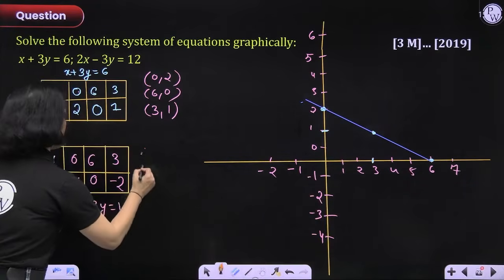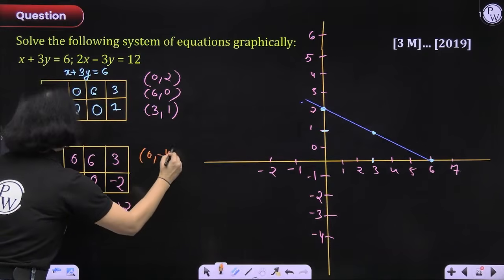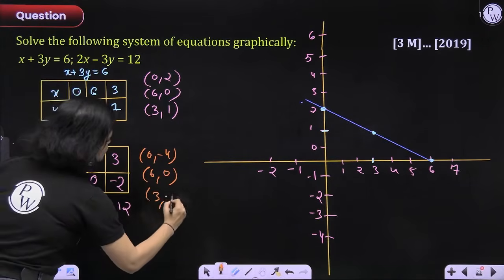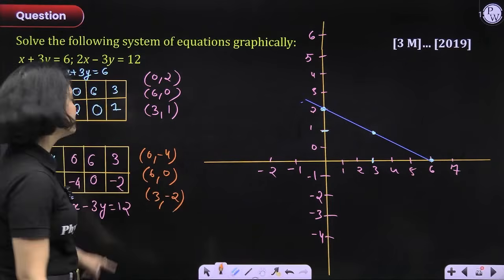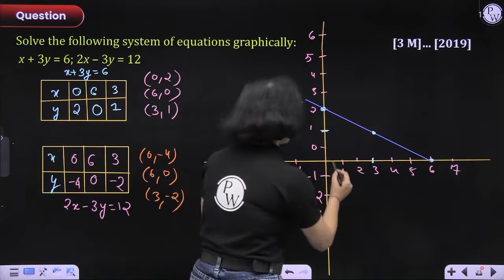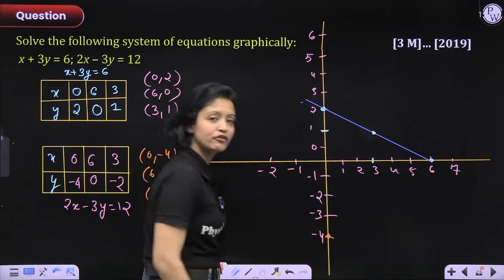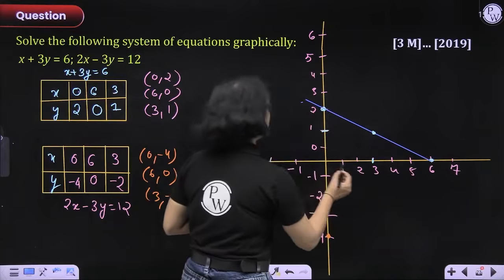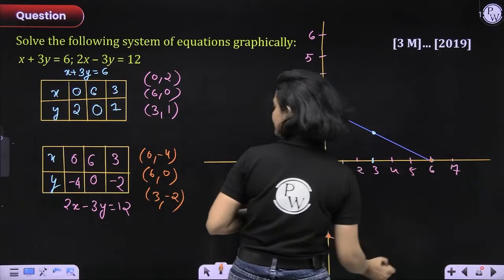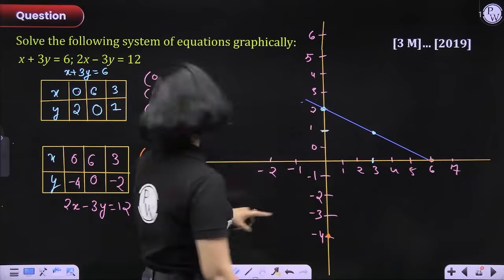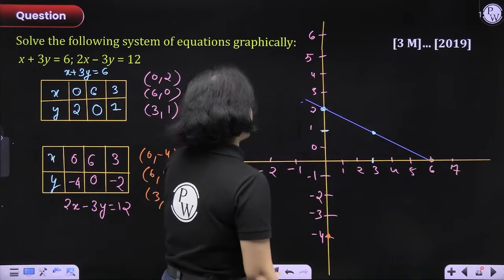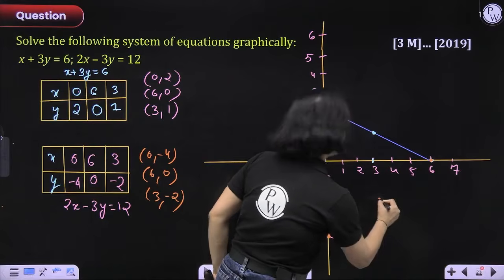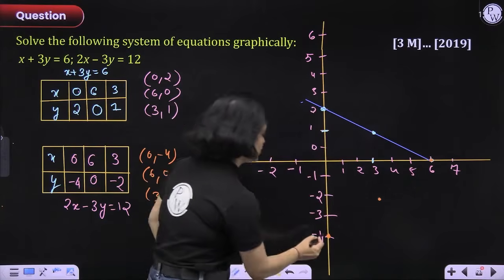You will write all the coordinates. So 0, -4, 6, 0, and 3, -2. So let's mark all of these. 0, -4, guys. This is 0, -4, right? 6, 0. This again would be 6, 0 only, I think. 6, 0 is there. And finally 3, -2. So 3, -2 somewhere here, right? Now you will join all these 3 points.